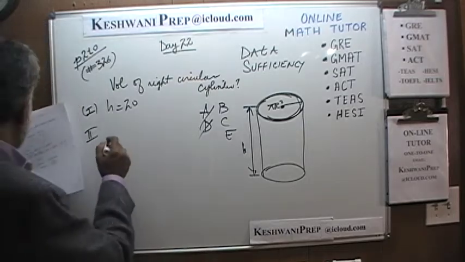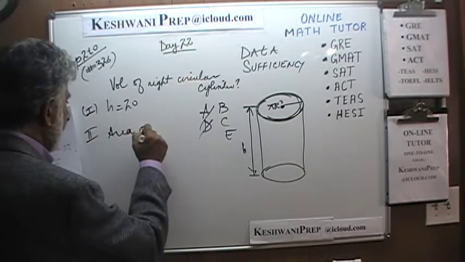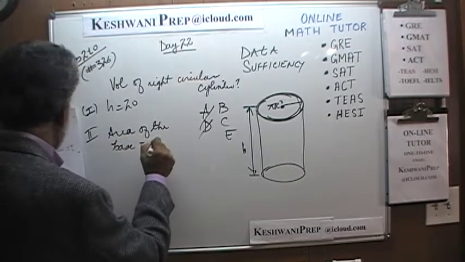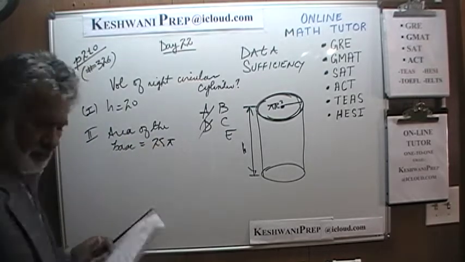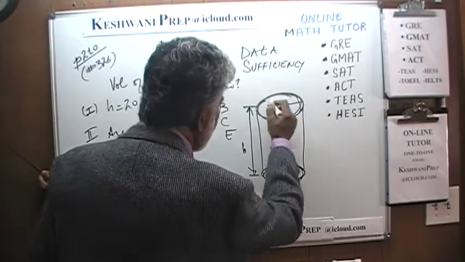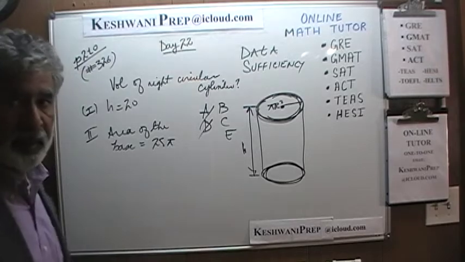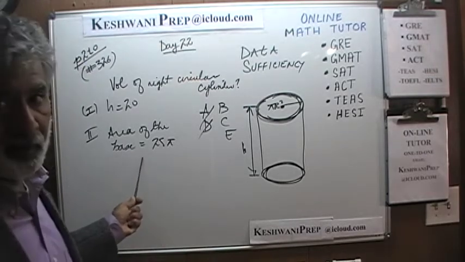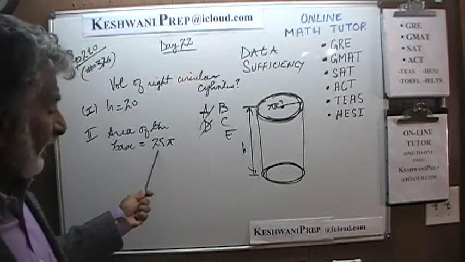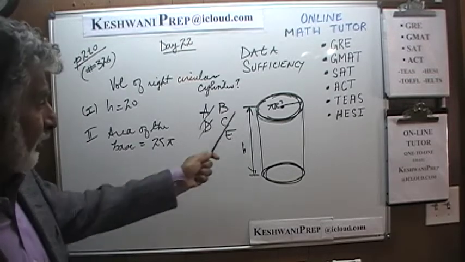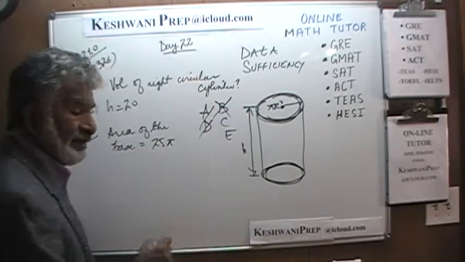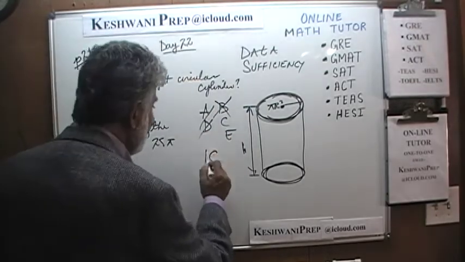The second statement tells us that the area of the base is 25 pi. Area of the base is this right here. Instead of giving us the radius and letting us figure out the area of the base, they tell you what the area of the base is. But again, by itself, we cannot tell what the volume is because we don't know the height. The height was given in the first statement. So the second one by itself does not do the job, but putting them together does the job nicely.